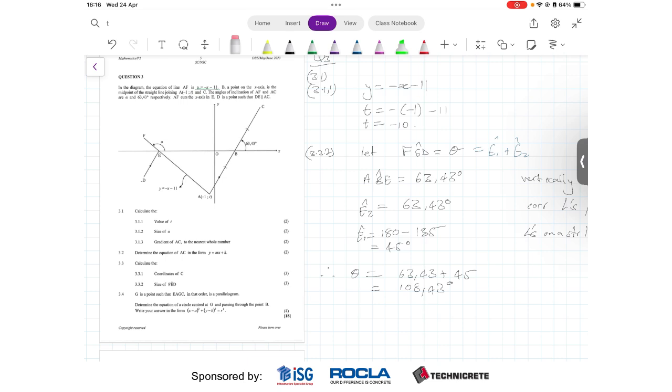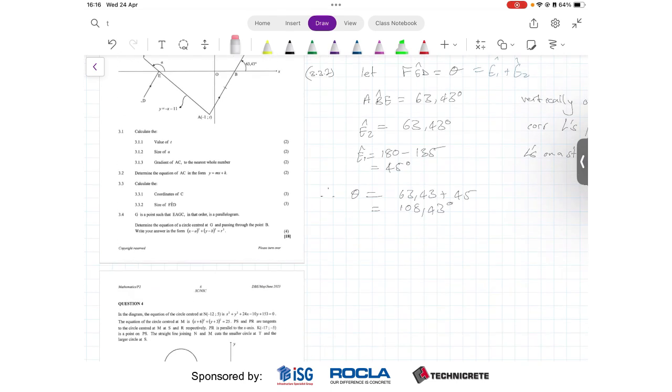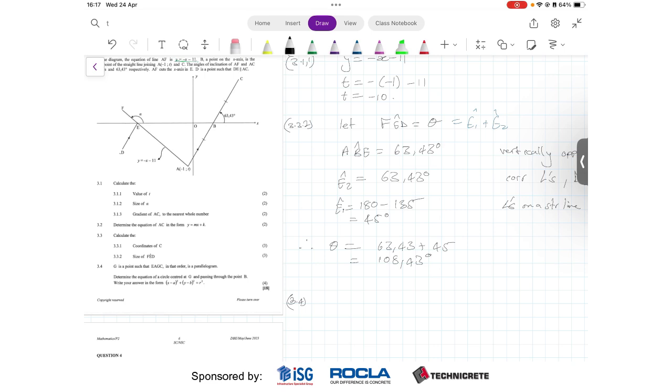Okay, wonderful. Moving on to question 3.4. Question 3.4 tells us that G is a point such that EAGC, in that order, is a parallelogram. So we are told that EAGC is a parallelogram.